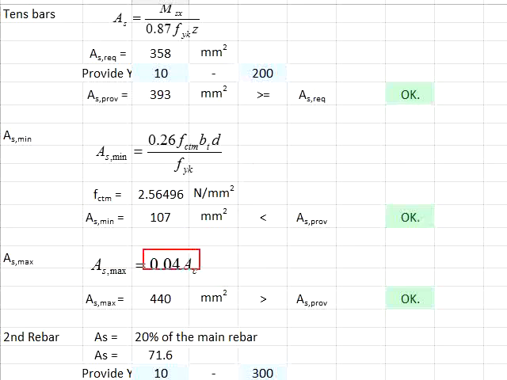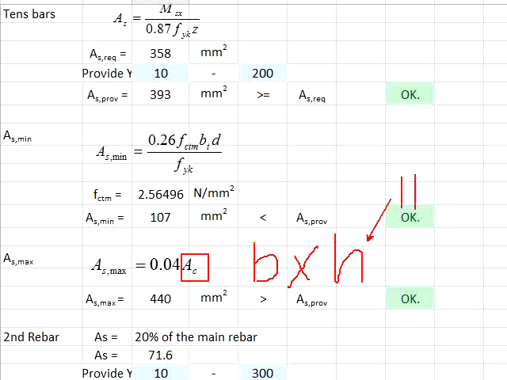Next, you will check for the AS maximum as given by the equation here, which in this case is 0.04 times the area of the section. The area of the staircase is calculated by the width of 1 meter of the staircase times the thickness of the staircase, which is equal to 110 mm.